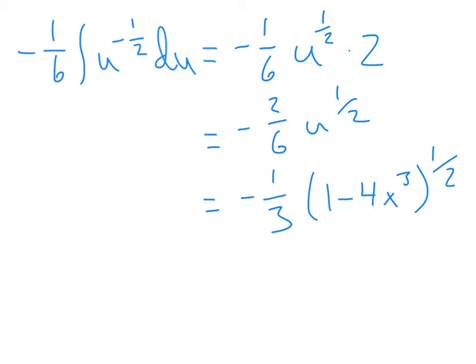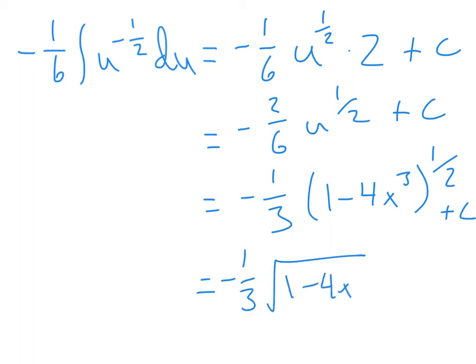And you could leave it like that, but don't forget, where's our plus c? Right up here. Our constant, plus c. And then we could write the 1/2 power as a square root if we wanted to. Negative 1/3 times the square root of 1 minus 4x cubed plus c. And that would be a good final answer.